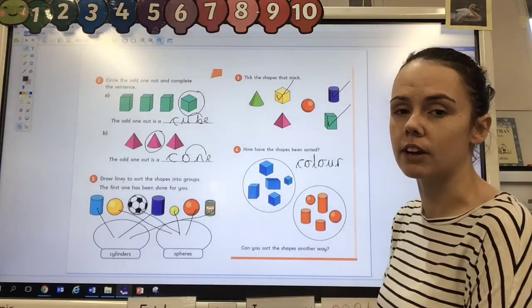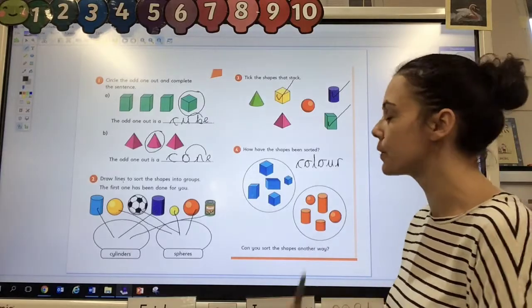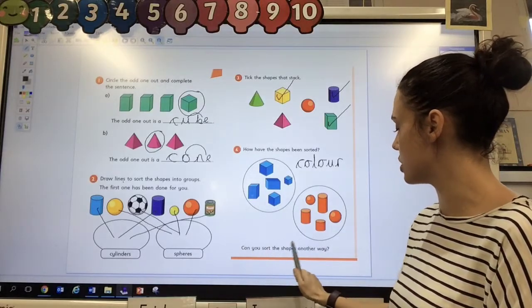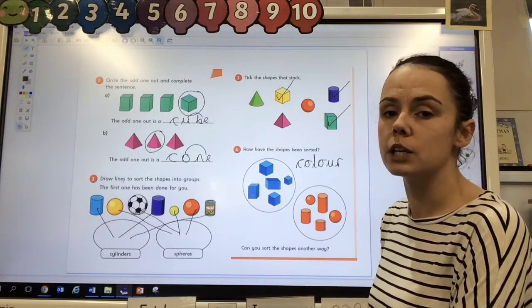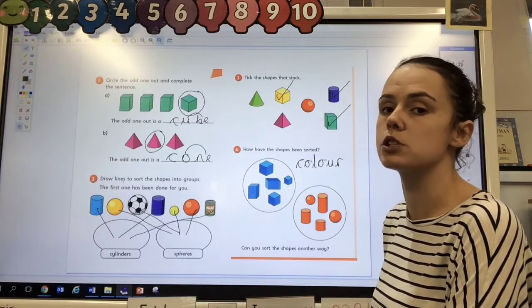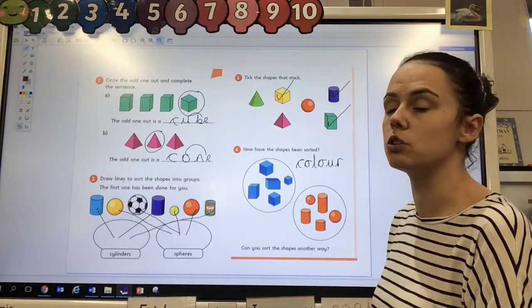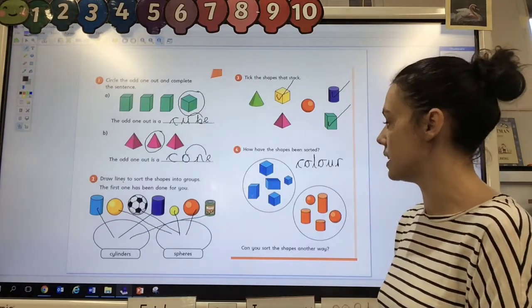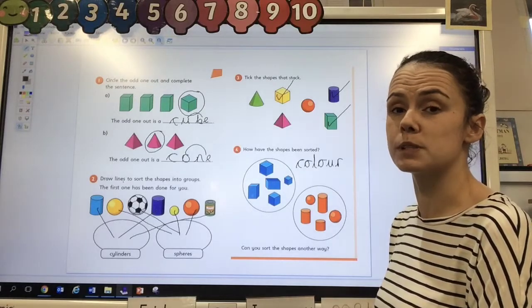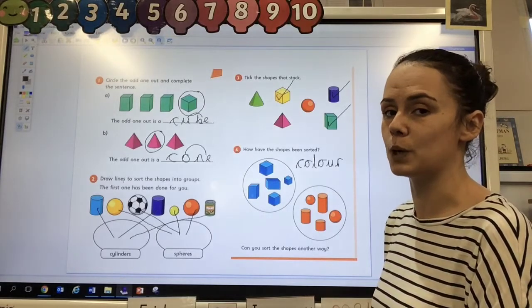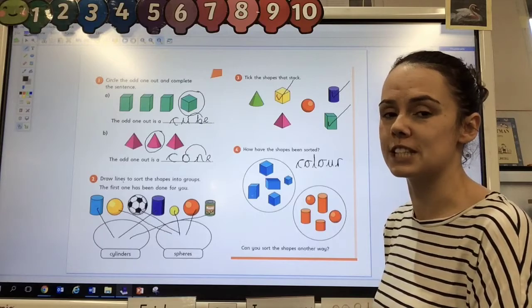Now, down here I've got a challenge for you. It says, can you sort the shapes in another way? I would like you to look at the shapes and see how else you think you can sort them. It might not just be into 2 groups. You might want to sort them into 3 groups or 4 groups. Have a go and see how you get on. Well done for today's home learning, Year 1.